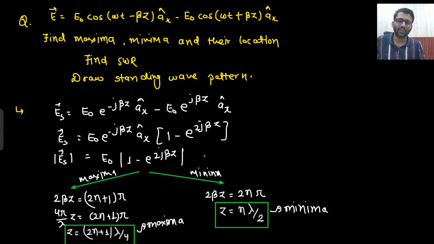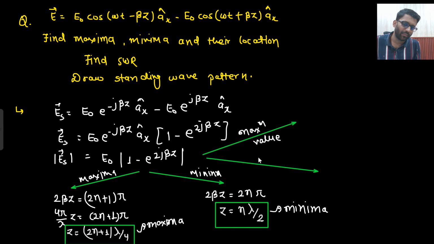And if they ask you what is the maximum and minimum value, maximum value I am talking about, and minimum value I am talking about. So what will be the maximum value? E to the power 2 beta z should be minus 1, then you will get maximum value. That will be 2 E naught, and then it would be 0. If it is 1, it would be 0.